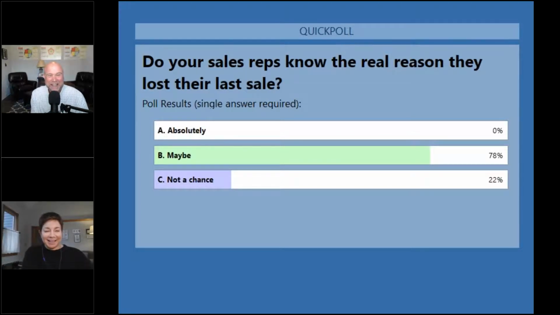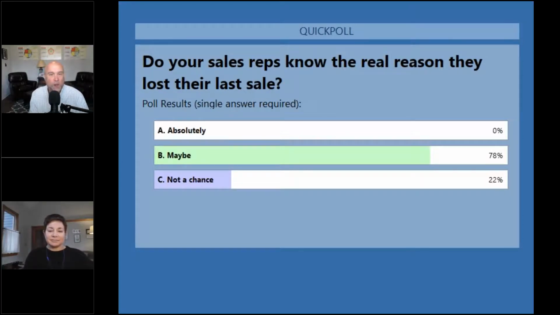I am. So the good news is that maybe, and it's probably a really good answer, because yes, I think that's probably true. In many situations, it very well might be true that they understand what the real reason was. But how can we really know that for sure?